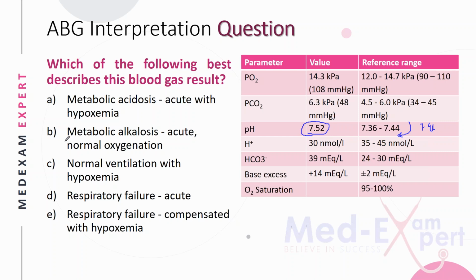Okay? So here the best answer, the right answer, is B. Metabolic alkalosis acute with normal oxygenation. Third one.